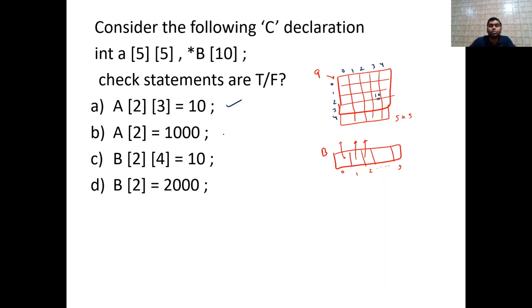But array we know, in case of array addresses are fixed. Memory for the array is allocated once, right? So it will not change. You cannot change. So this is an incorrect statement.